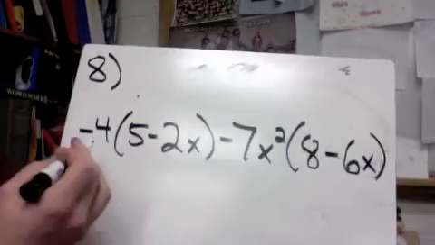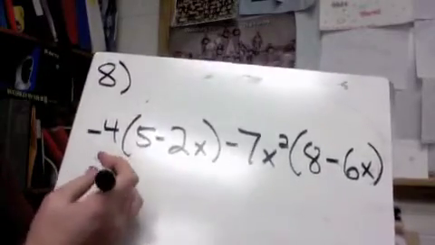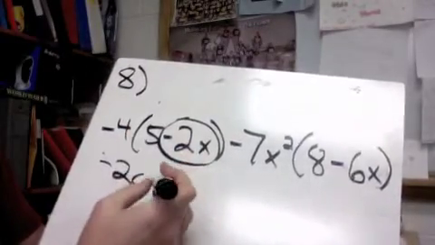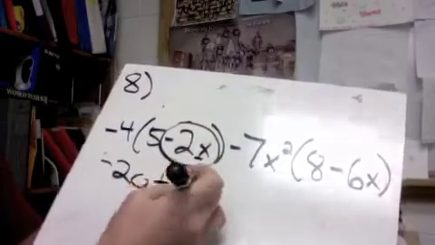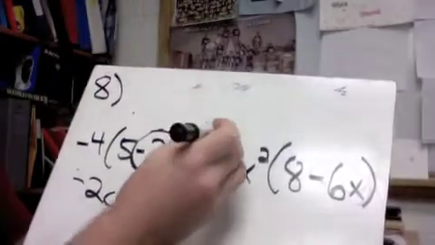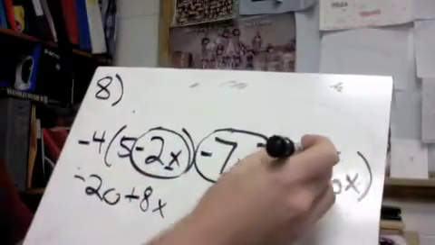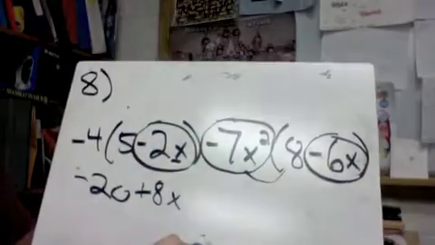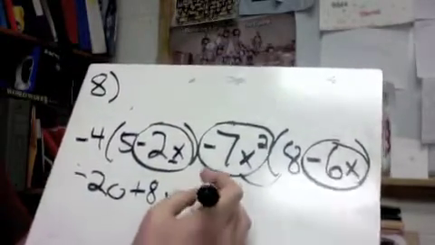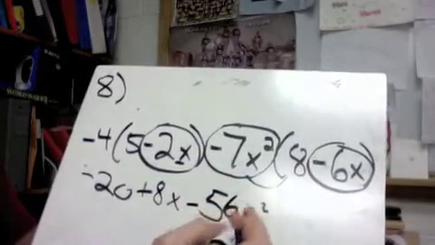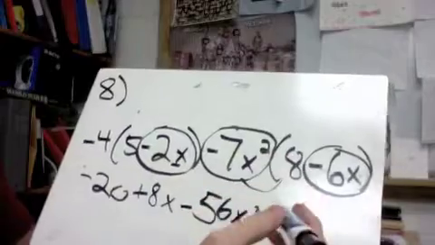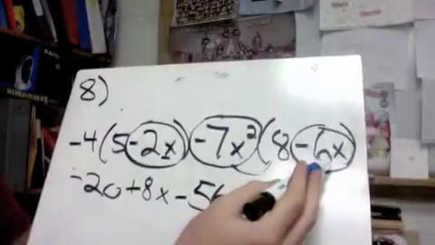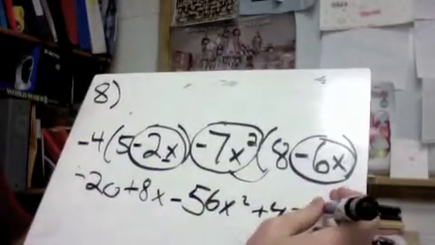Number 8. Negative 4, positive 5, negative 20, negative 4, negative 2x would be positive 8x. We've got more distributive property. This itself is a negative 7. We've got a negative 6 here, so if we start with the first part right here, negative 7x to the second times 8 is just going to be negative 56x to the second. And then if we have negative 7 times negative 6, that's going to be a positive 42. Then we look at the x's. X to the second and x would be x to the third power.